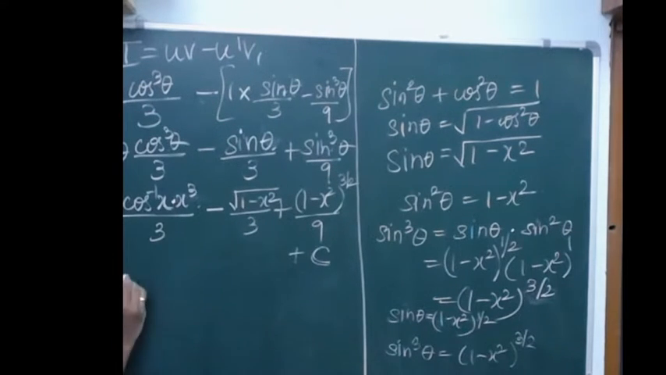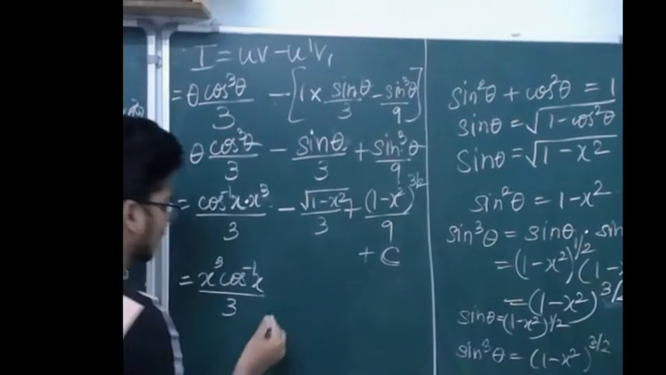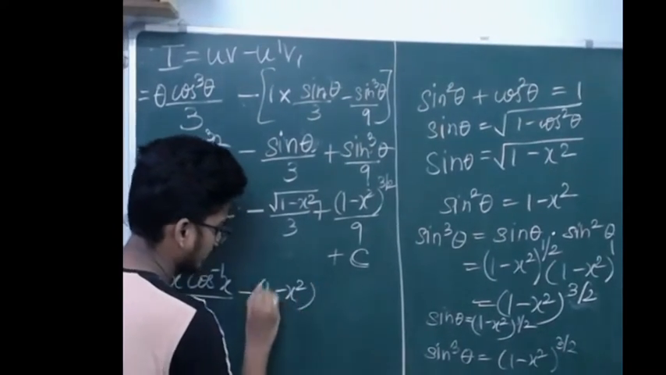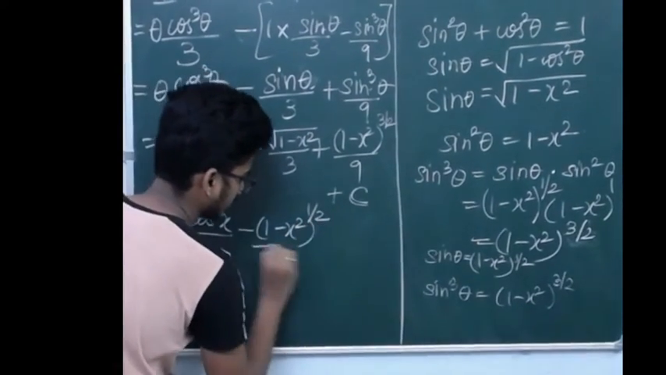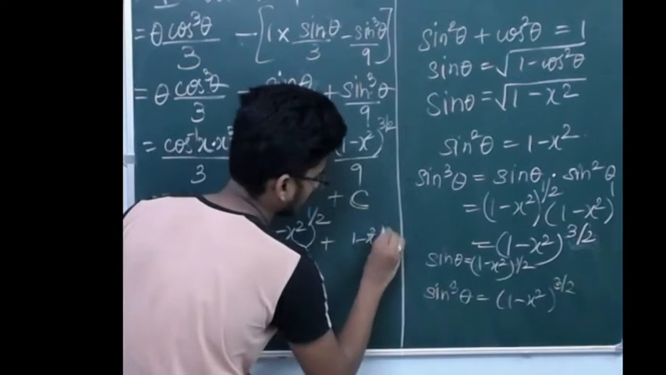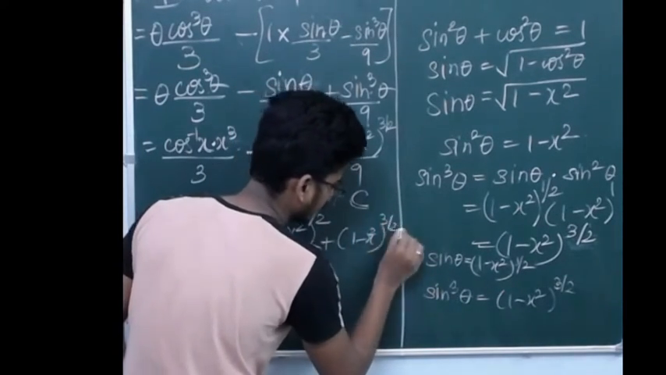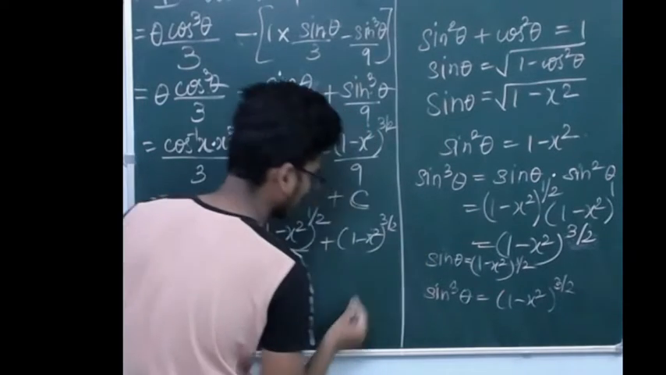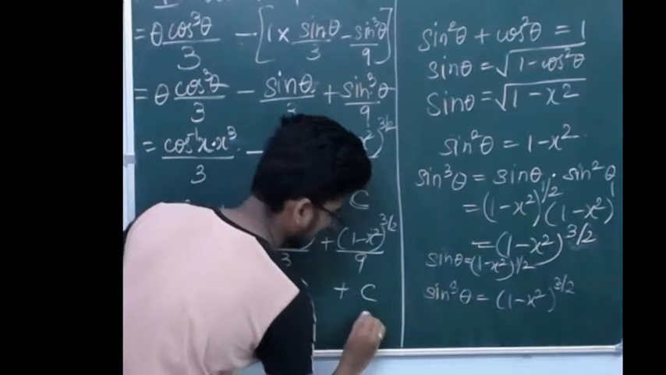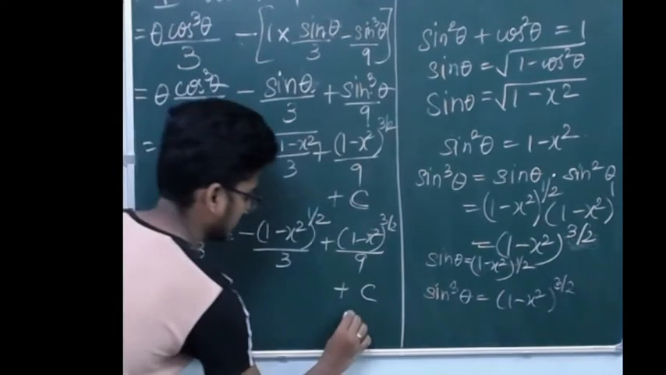So bringing the x cube here, x cube cos inverse of x divided by 3, minus 1 minus x square the whole power 1 by 2 divided by 3, plus 1 minus x square the whole power 3 by 2 divided by 9, plus c. So this is the correct final answer. Very good.